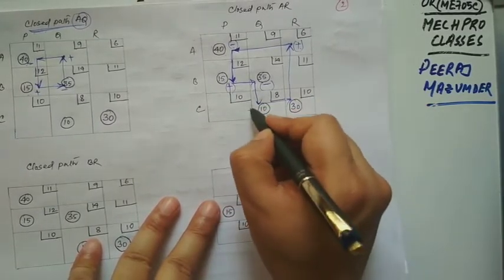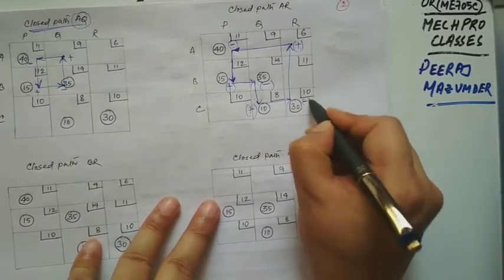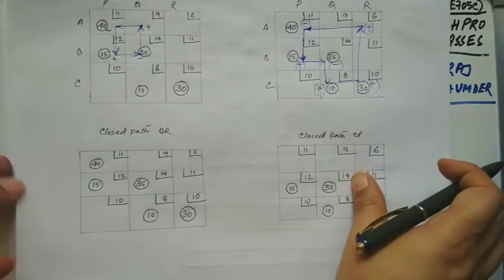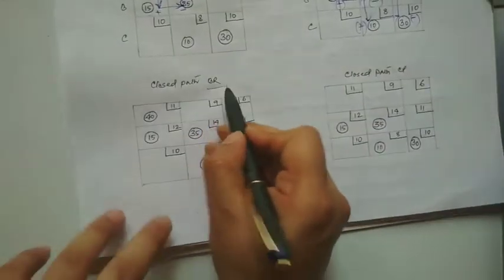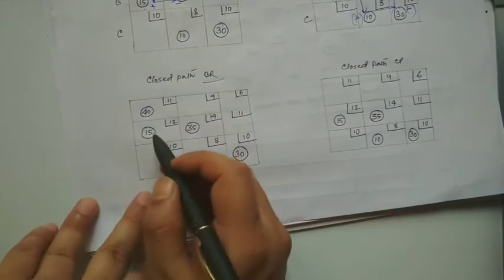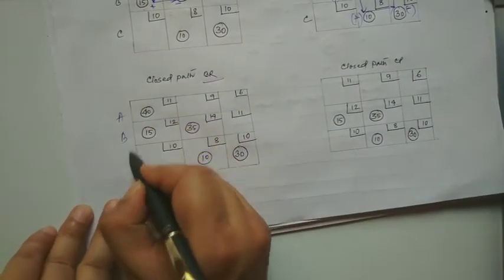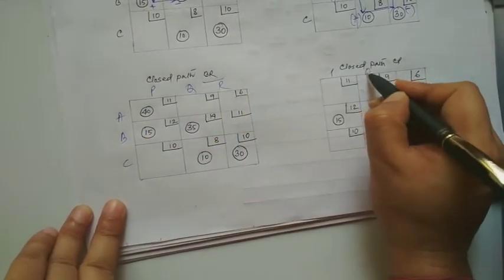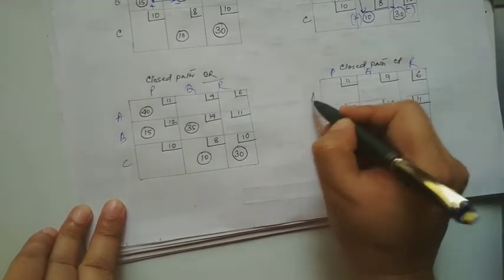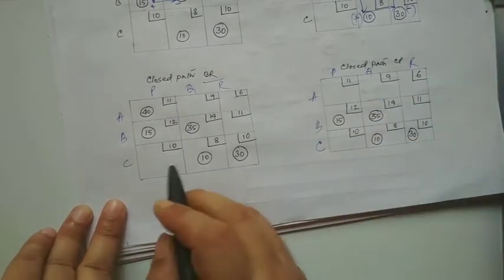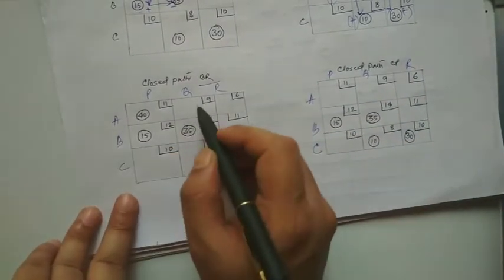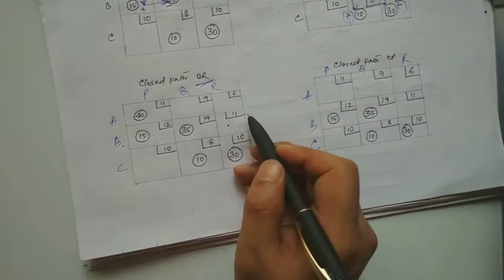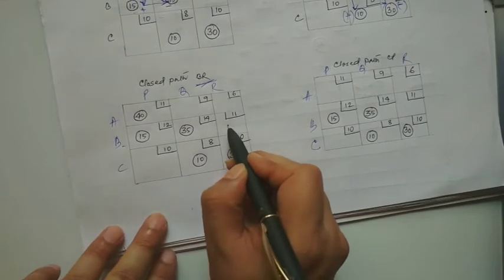Minus, then it is plus, then again it is minus. So I have completed the loop. Now come to the water square BR. So A B C P Q R, P Q R A B C. So this is BR. BR, this means this one. So for BR we have to start from here.